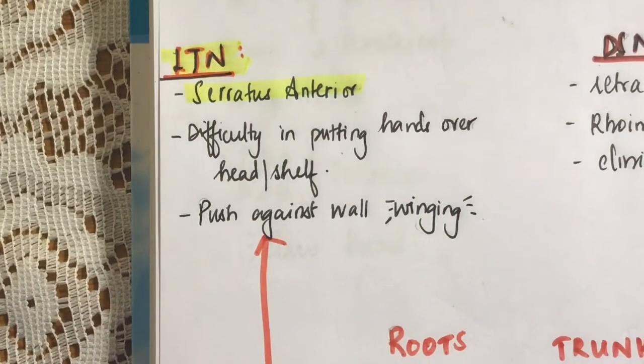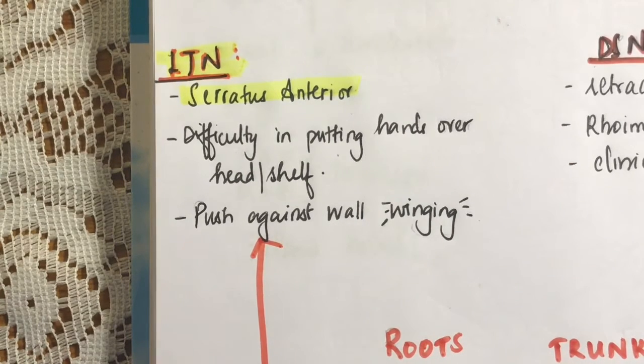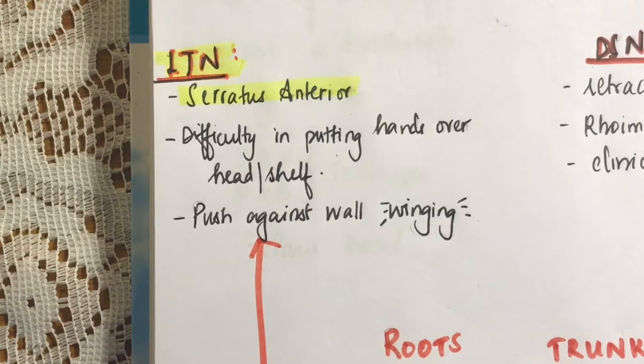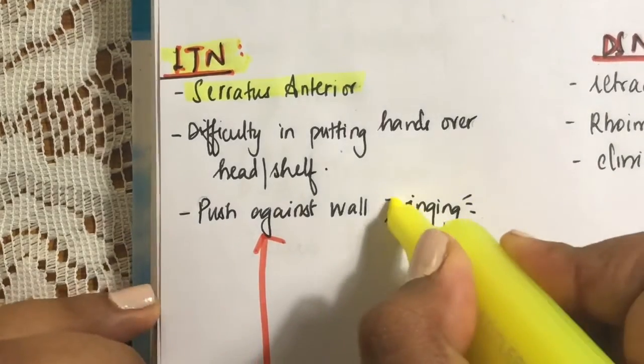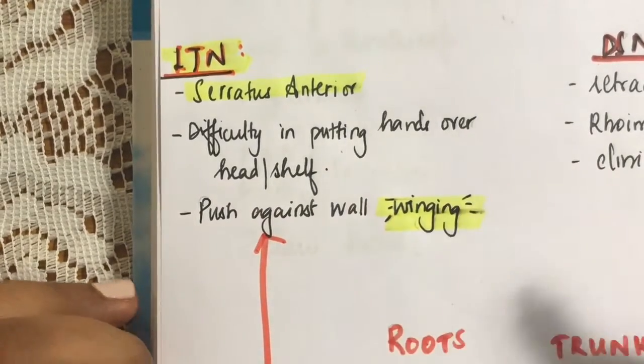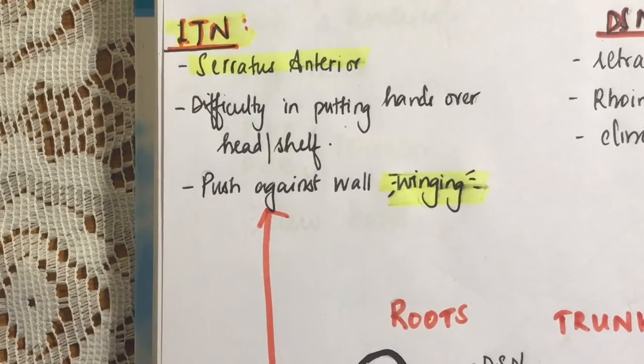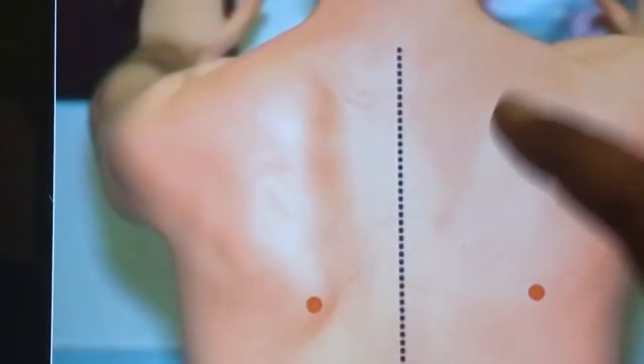So anytime you have a patient with a LTN injury, they'll have difficulty putting their hands over their head or maybe stretching up over a shelf. They might give a history of difficulty in combing, and the classical sign that you can see in such a patient is the winging of the scapula. So it can be seen here in this image.